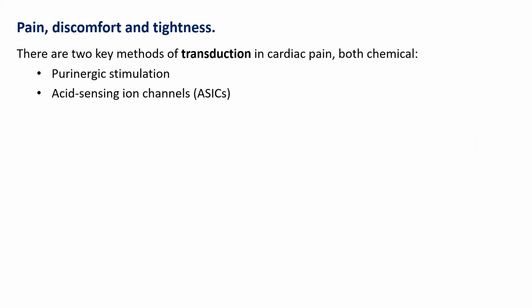So pain. Now, in terms of cardiac pain, in your pre-learning, you learnt about the difference between transduction and transmission and perception. In terms of transduction in cardiac pain, and we always start with transduction because, of course, it's an afferent, that's where it starts. In terms of transduction, both of the mechanisms are chemical. We have purinergic stimulation and we have something called acid sensing ion channels, ASICs.